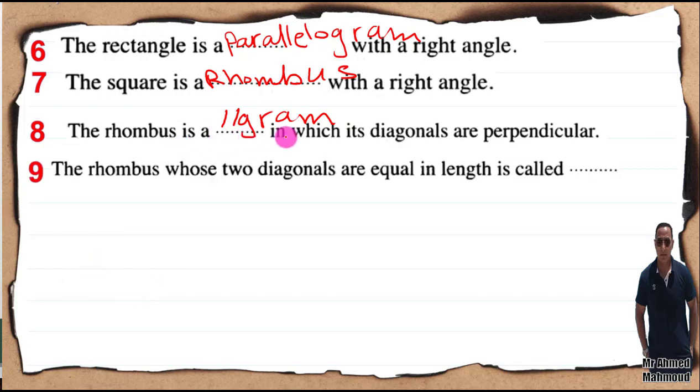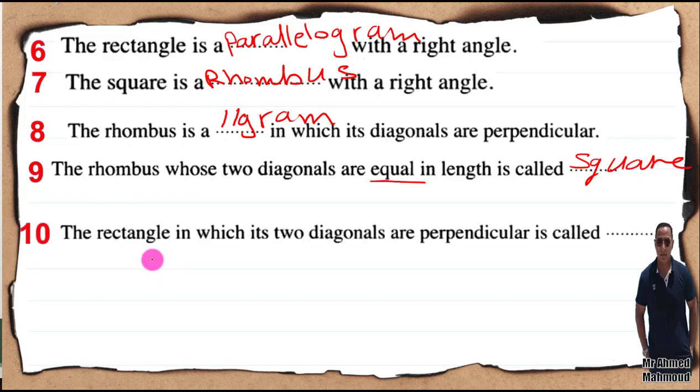This sign means parallelogram, okay? The rhombus whose two diagonals are equal in length. If I change the diagonals of the rhombus to be equal, it will change into a square. The rectangle in which two diagonals are perpendicular: if I change the diagonals of the rectangle to be perpendicular, it will change into a square.